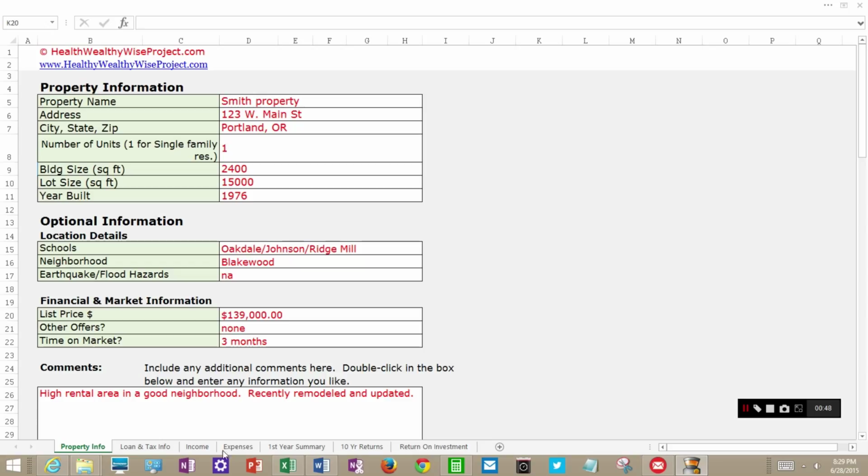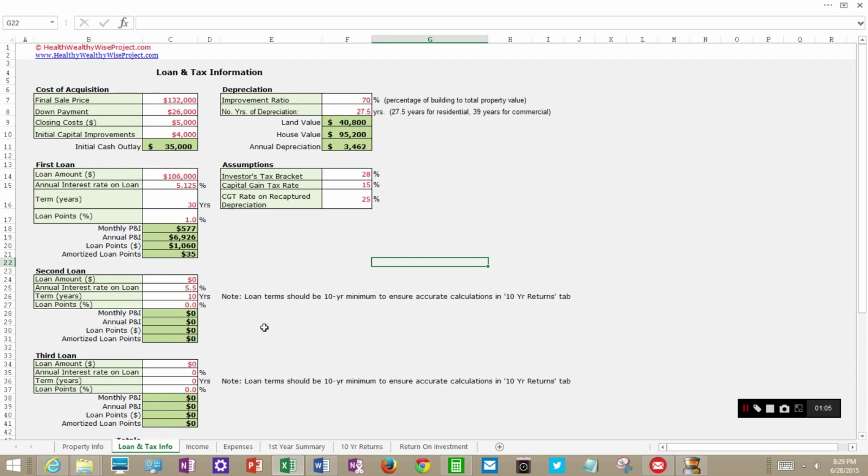You can see there are 7 tabs in the spreadsheet that you work through in order. Beginning with the property information tab, just enter basic property information and any notes you would like to collect on the property. The second tab is for loan and tax information. Here we enter the sale price, down payment, and closing cost. You can analyze up to 3 loans on the property.